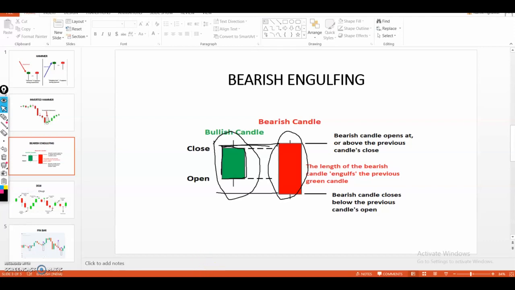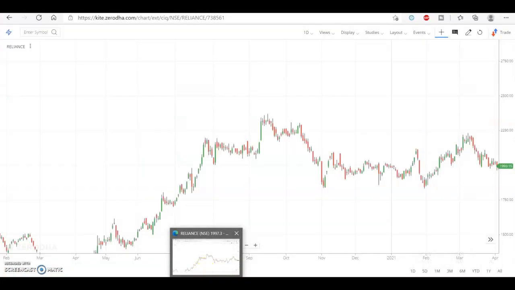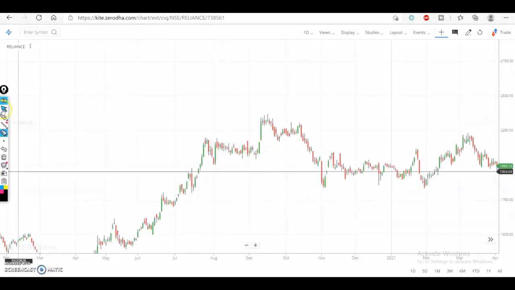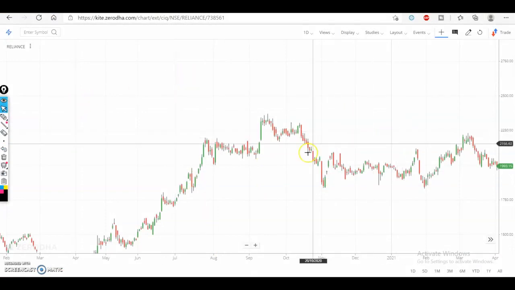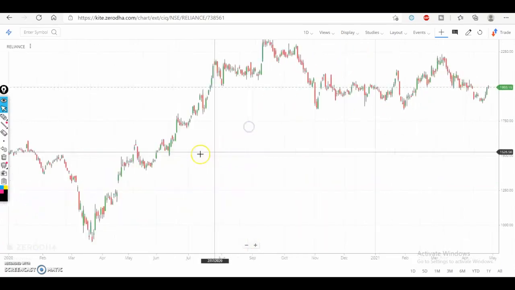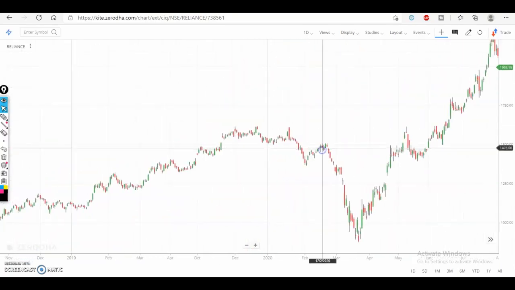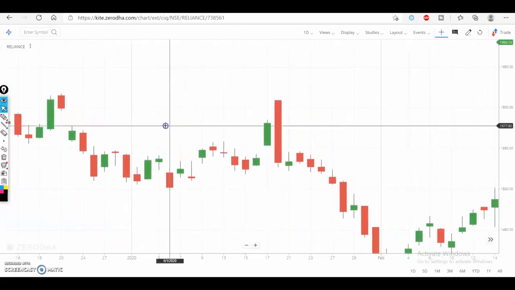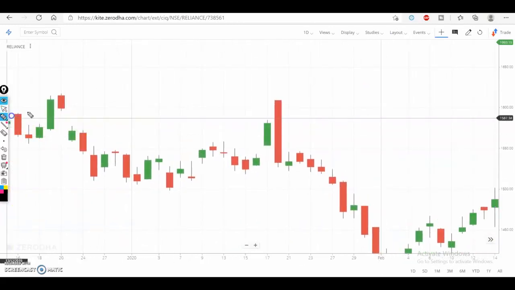Let me show you a practical example of the bearish engulfing chart pattern, right? We will look at a similar chart of Reliance, friends. I have identified one such bearish engulfing pattern. Here you can see a perfect bearish engulfing pattern forming in Reliance Industries, right?